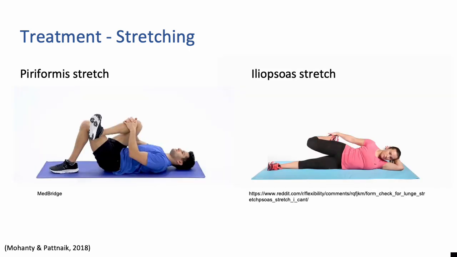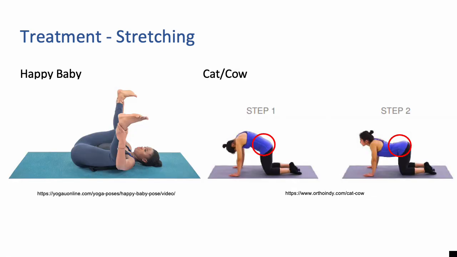Here are some pictures of the piriformis and iliopsoas stretch as they were mentioned in the Mohanty and Patnick article. Obviously, we can do them in different positions, finding what works best for our patient. Here is a happy baby stretch. This is an advanced form of happy baby. I usually have my patients put their hands behind their knees, and then I want their legs to be completely relaxed. It's okay that their arms are doing all the work. If their legs are not relaxed, their pelvic floor is probably not relaxed.